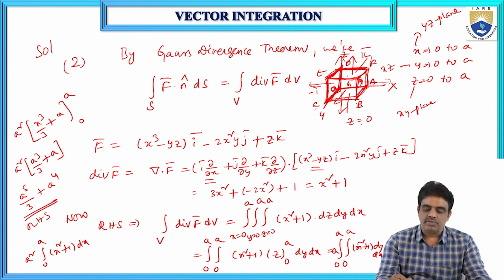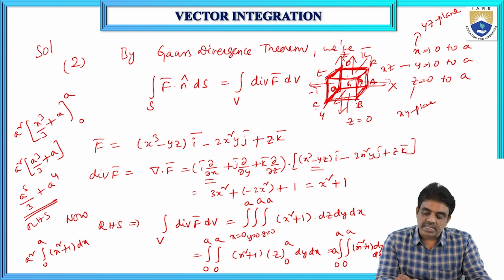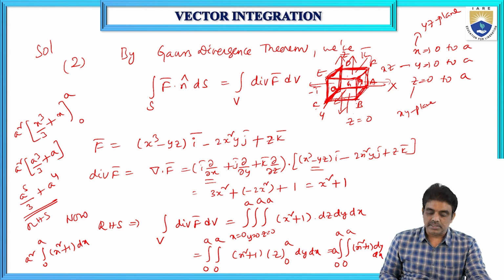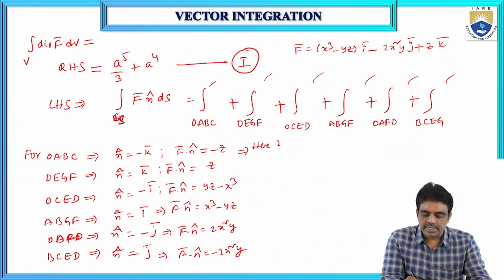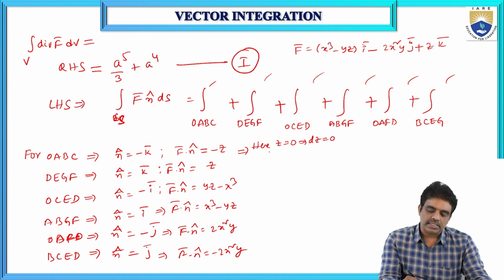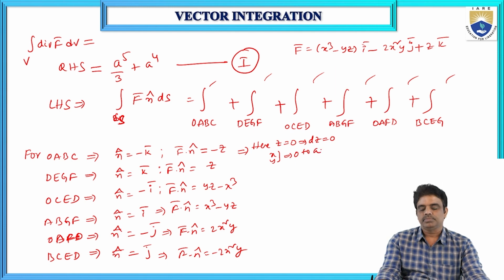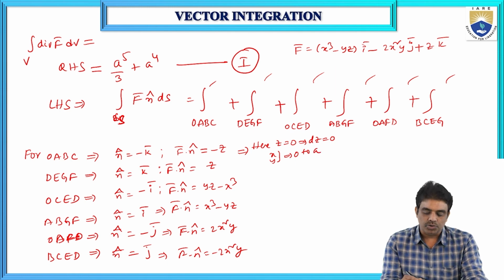XY plane means Z is equal to 0, but X varies from 0 to A and Y varies from 0 to A. So for this surface, Z = 0, which means dz is also 0. Both X and Y have equal limits, 0 to A.